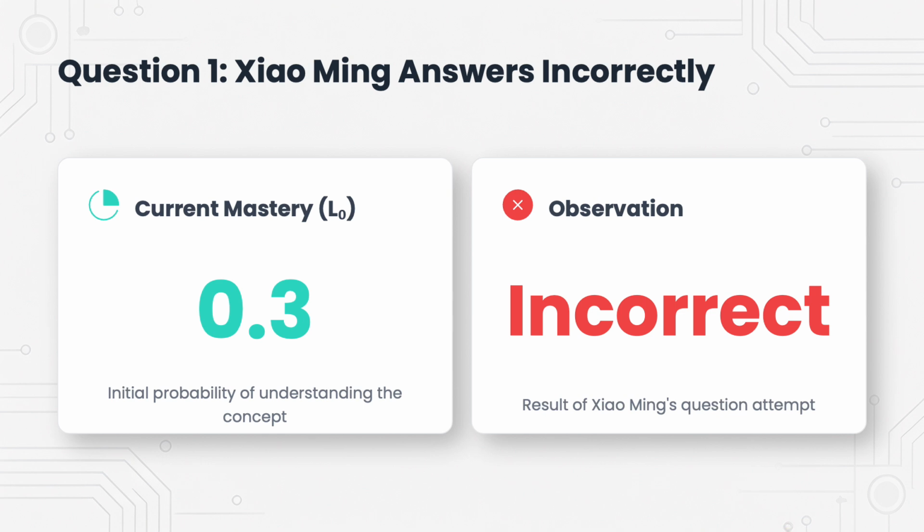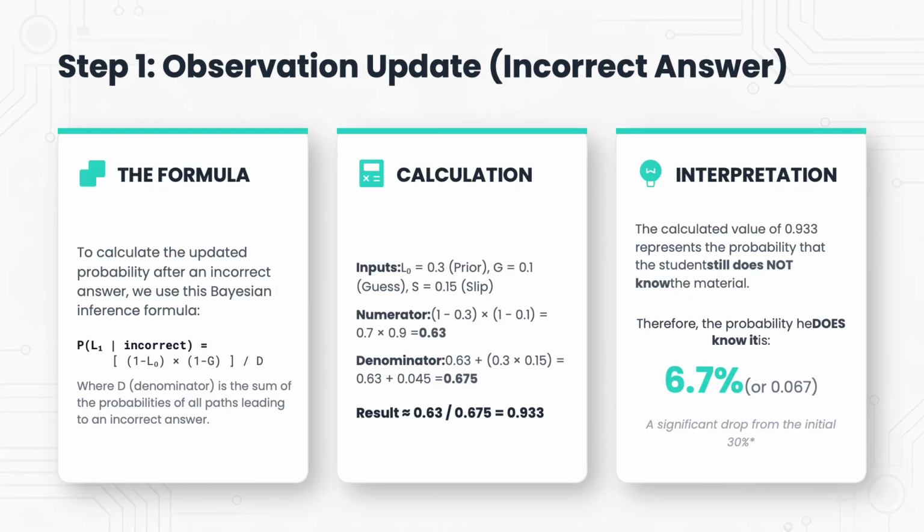Plugging in our numbers, the numerator is 0.7 times 0.9, which is 0.63. The denominator is 0.63 plus 0.045, which is 0.675. Dividing them gives us approximately 0.933. Wait, that's the probability he doesn't know it. So, the probability he does know it drops significantly to 1 minus 0.933, which is 0.067 or 6.7%. Now for the second step, the learning update.